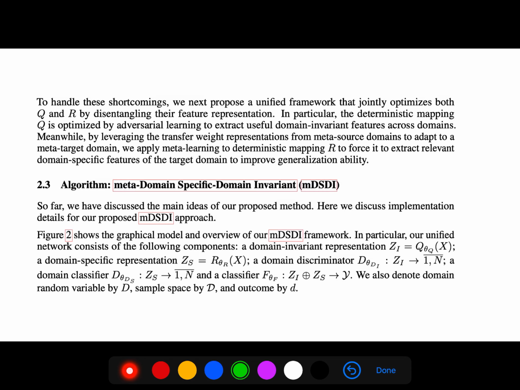In particular, our unified network consists of the following components. This is the domain-invariant part, and this is the domain-specific part. We have a domain discriminator, we have a domain classifier, and we have a classifier, because we concatenate our invariant features with the specific features, and then we predict.